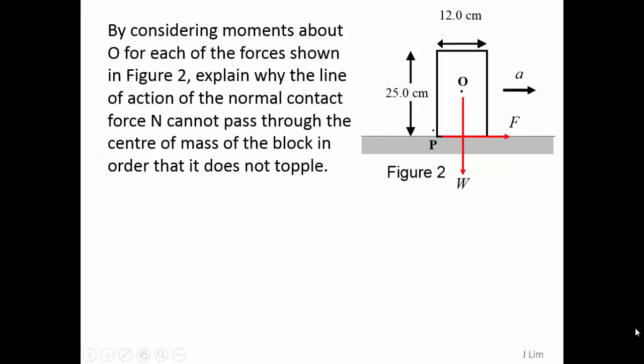By considering moments about O for each of the forces shown in the figure, explain why the line of action of the normal contact force N cannot pass through the center of mass of the block in order that it does not topple.